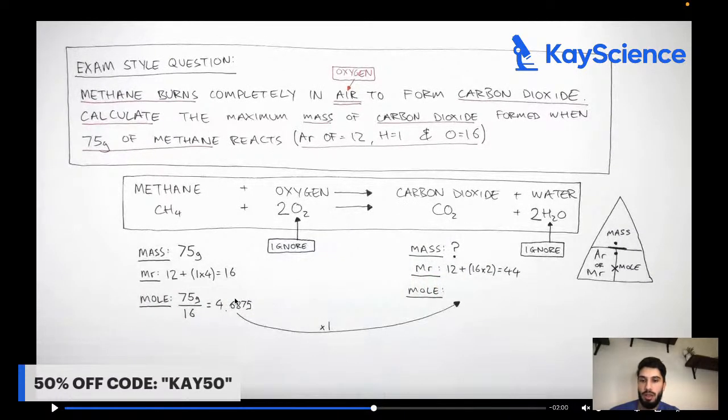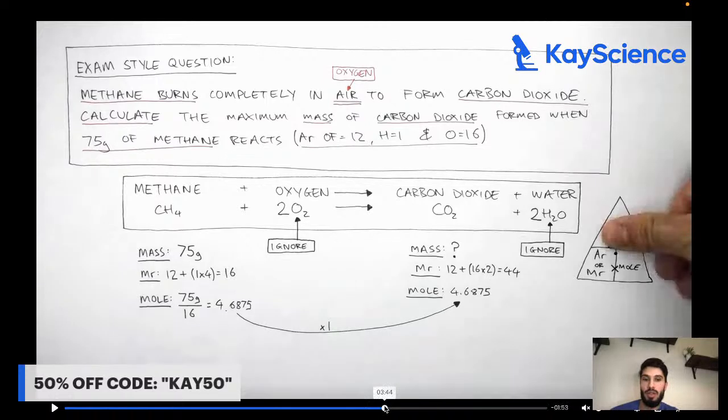So that means we can take the moles of methane, which is 4.6875 mole, and we times the answer by 1. So it's just the same answer. We then transfer the moles across to carbon dioxide. So it's 4.6875. That's how many moles of carbon dioxide we have as well, because the ratio is 1 to 1.